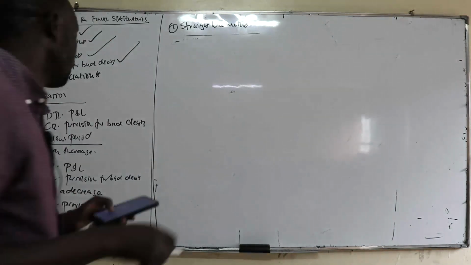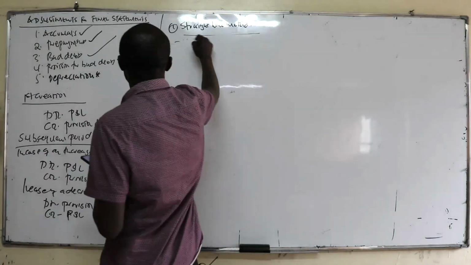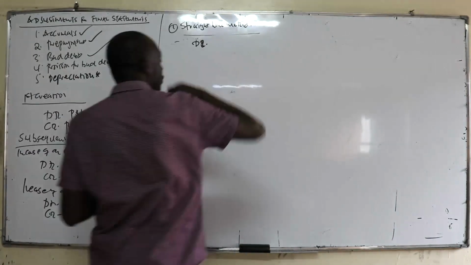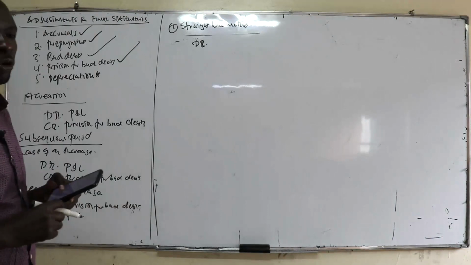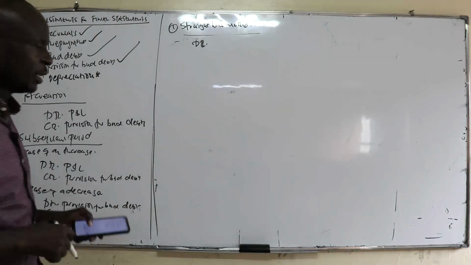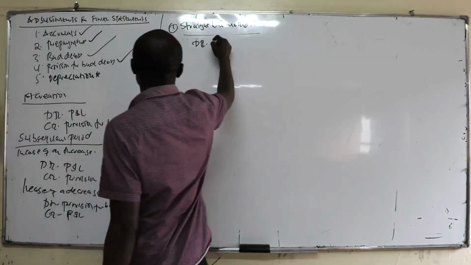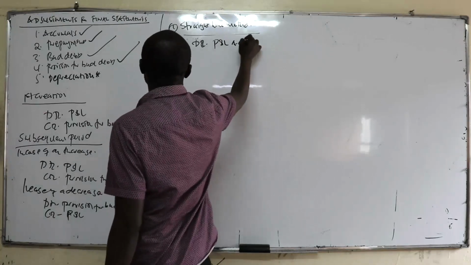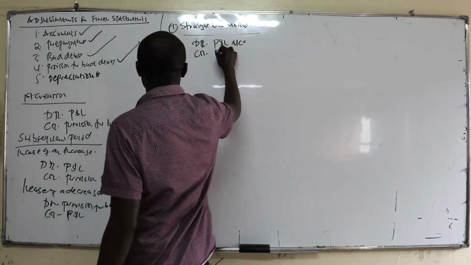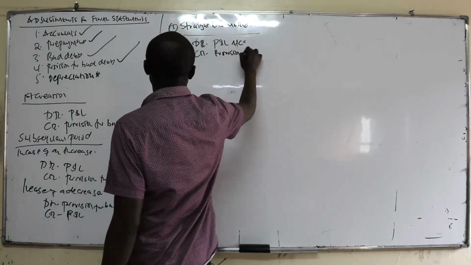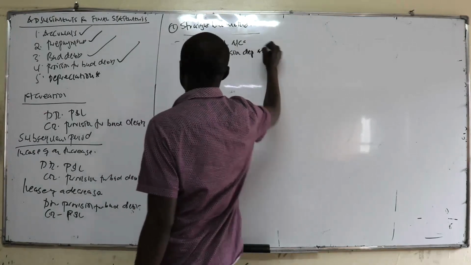You debit profit and loss account. In other words, you treat it as an expense. After you determine that value, either using straight line method or reducing balance method, you debit profit and loss account and you credit provision for depreciation account. That is how you do it.